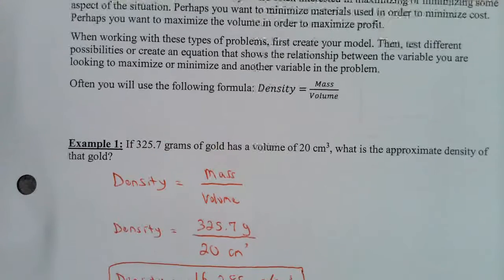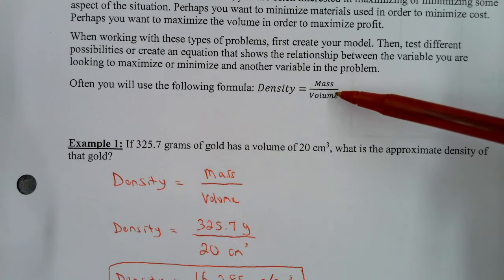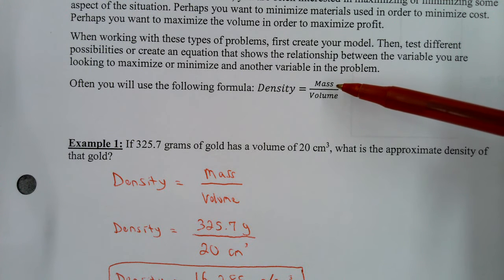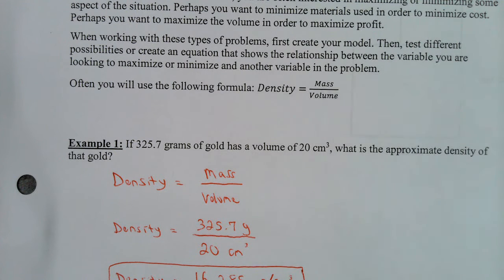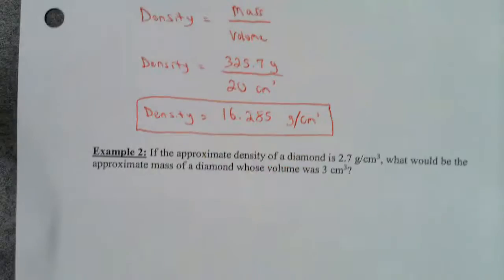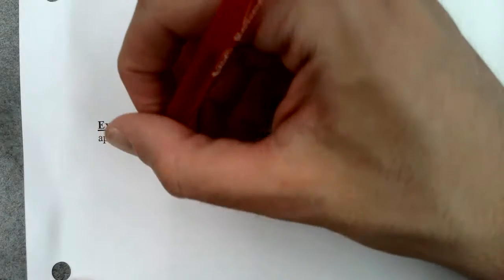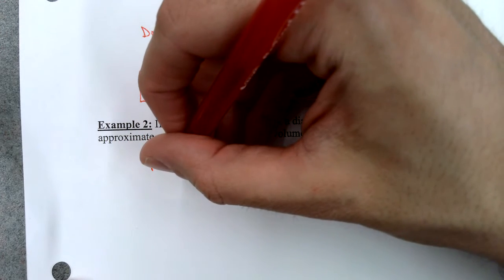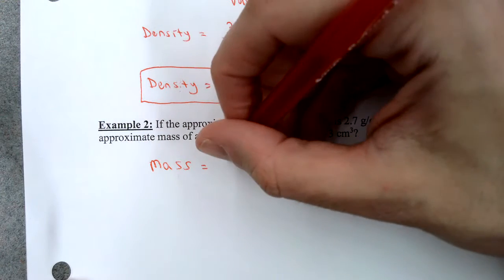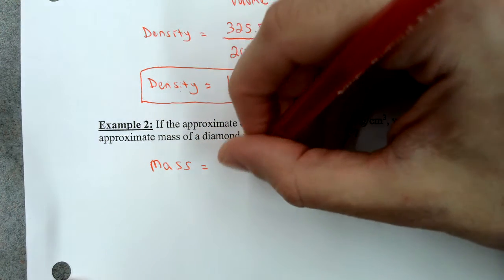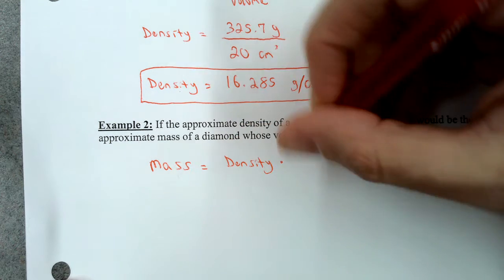Okay, let's look at the equation above. If you want to solve for the mass, meaning you have to get the mass by itself, you're going to multiply each side by volume. So mass is going to equal density times volume. That's our formula. Mass equals density times volume.